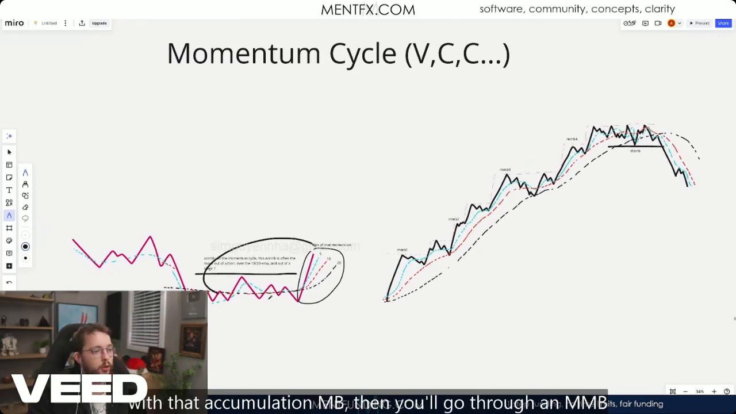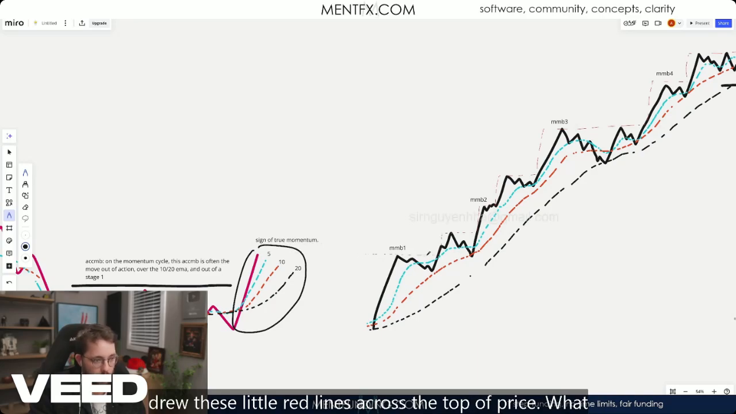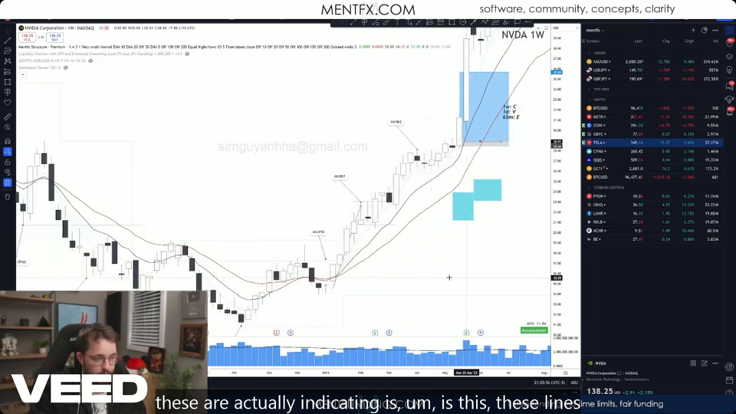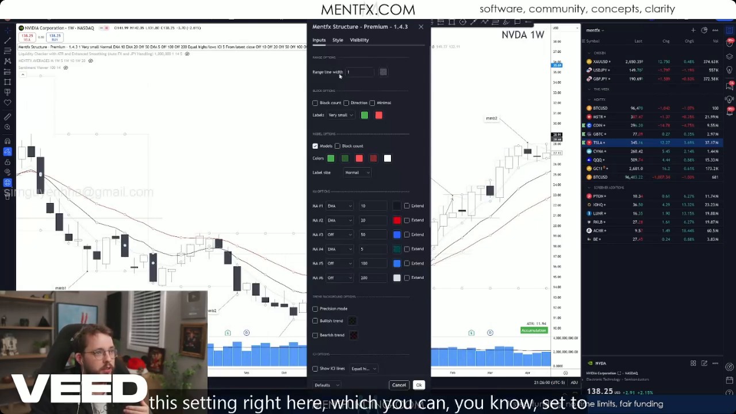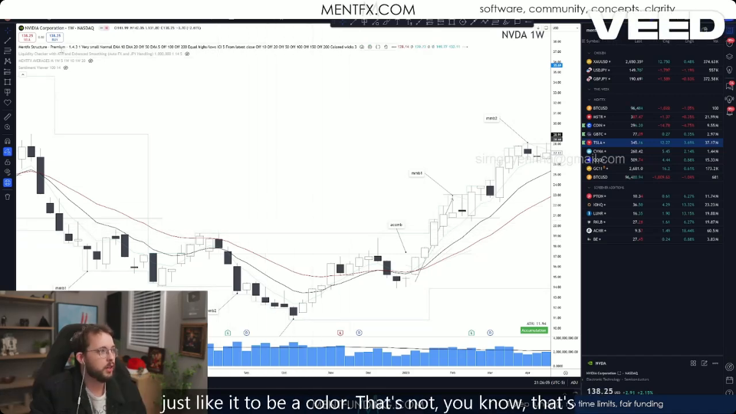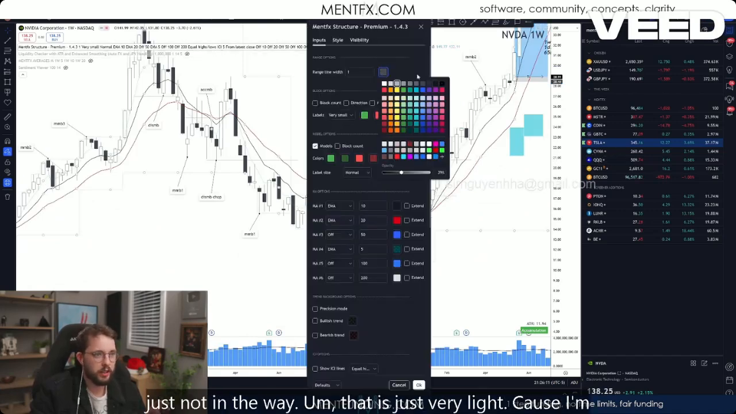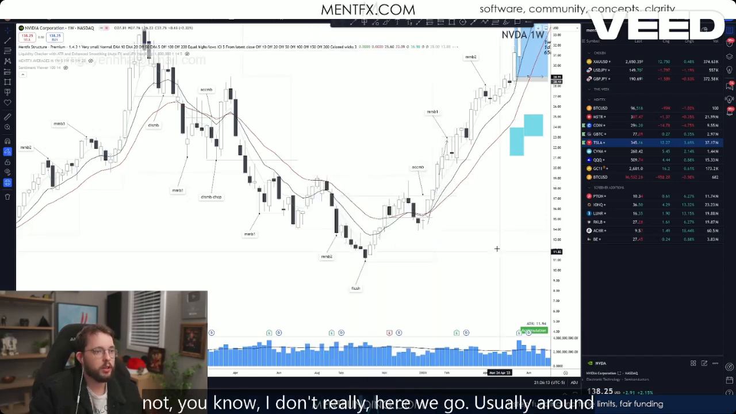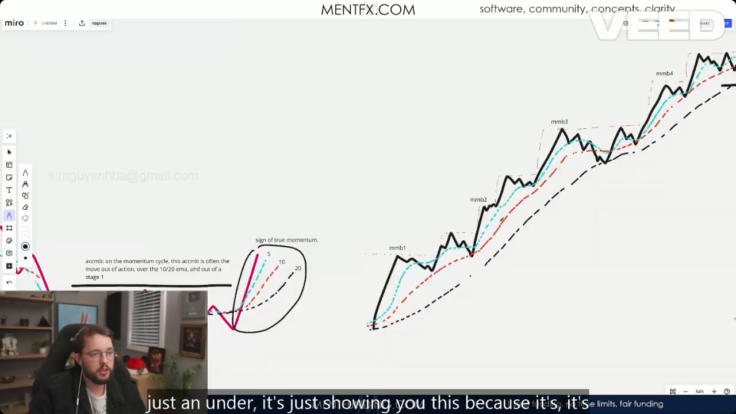What you have is it'll start with that accumulation MB, then you'll go through an MMB1. Price might move higher. You can see I drew these little red lines across the top of price. What these are actually indicating is these lines right here that you'll see in gray for me. This is a setting right here, which you can set to whatever you want. I don't like it to be super pronounced. I just like it to be a color that is just not in the way, very light, usually around 33%, because I don't need it to be in my face.